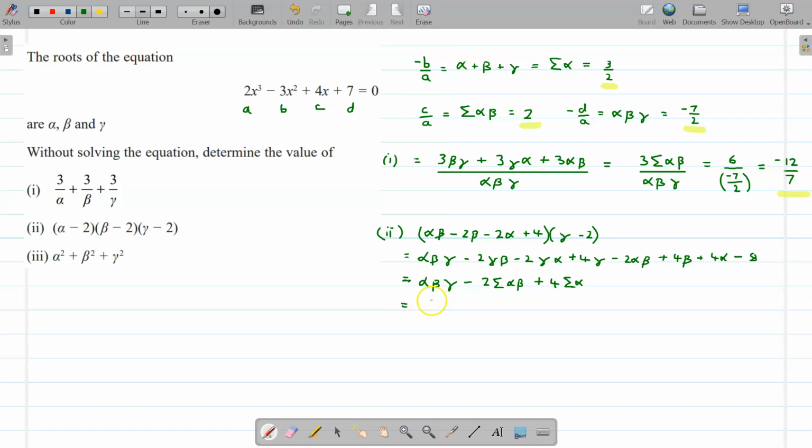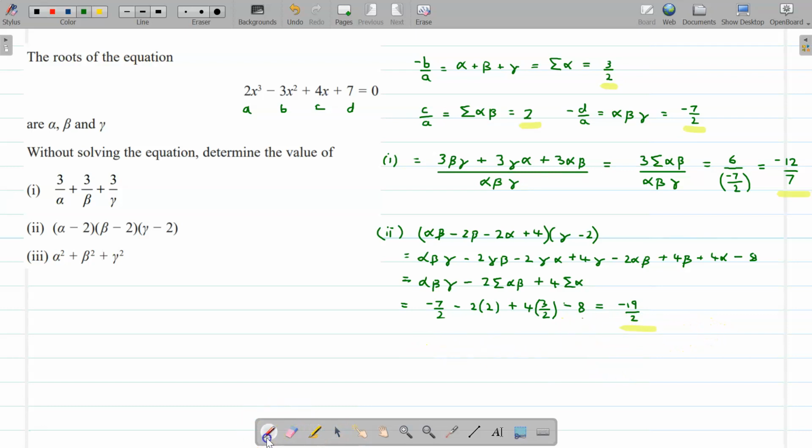So alpha beta gamma is negative 7 over 2. And minus 2 lots of the sum of the product pairs is minus 2 lots of 2. And we've also got plus 4 lots of the sum of the roots, which is 3 over 2. And we also have to take away the 8 as well. So you can work that out to get negative 9.5, or negative 19 over 2.